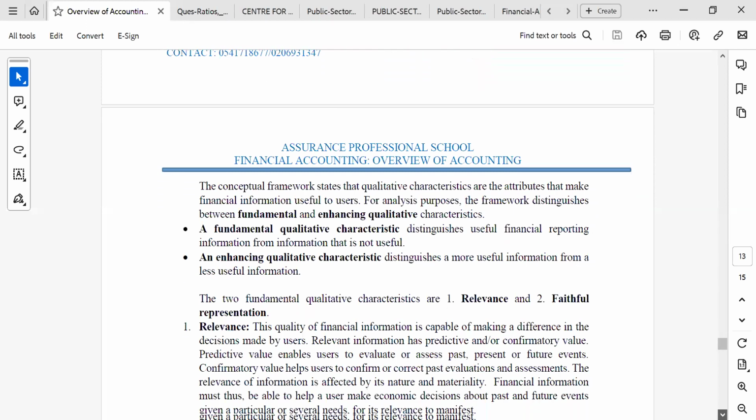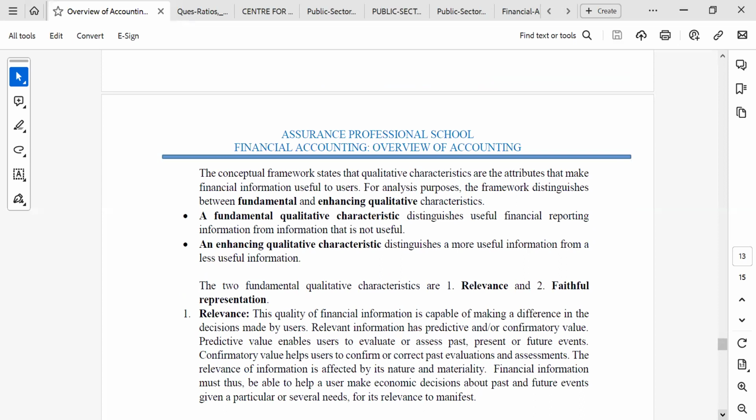All right. So relevance is a quality of financial information which is capable of making a difference in the decisions made by users. Relevant information has predictive and confirmatory value. So the information given to you should help you predict what will happen in the future. You should be able to do trend analysis from the information given to you. If you have the accurate data, you can say, okay, sales for this year is this one, sales for last year was this one, so sales has increased by this. It means that sales might increase by the same percentage or more in the future. That is what we call predictive value. We should be able to make accurate or close to accurate predictions from the information that we have.